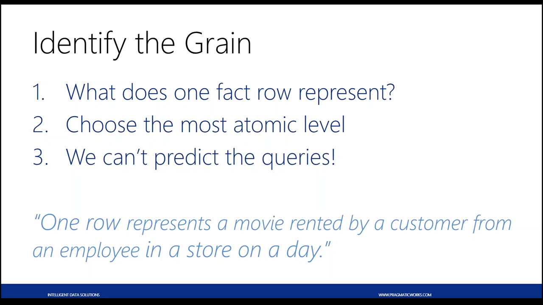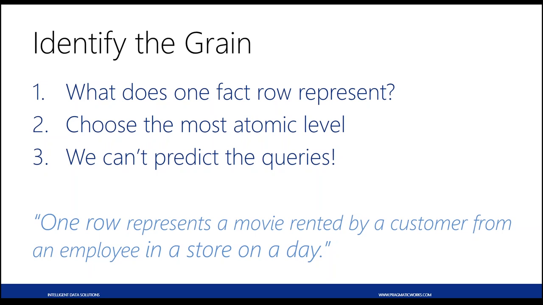When you determine what one row represents in your fact table, it's important to go with the most granular level. You want to design your dimensional model to support the most atomic or granular level that you have with your data. When we're talking about the most atomic level, we're talking about data that cannot be subdivided anymore. We can't break it down any further. This is as low as the data goes.